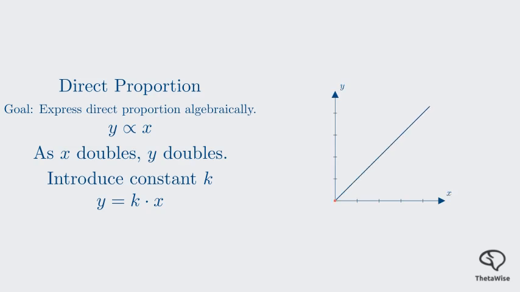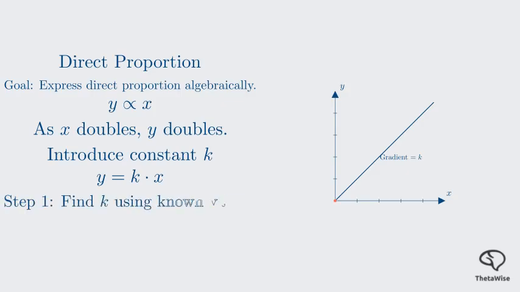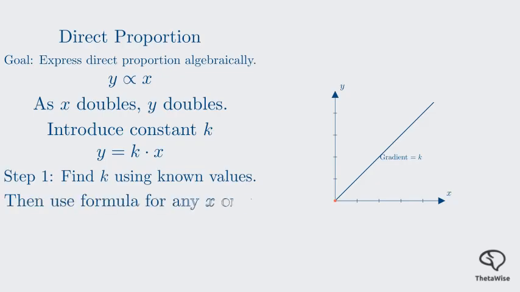Graphically, direct proportion is always represented by a straight line passing through the origin. The gradient of this line is our constant, k. In your exams, the first step is almost always to find the value of k using a pair of known values. Once you have k, you have a formula that works for any value of x or y.